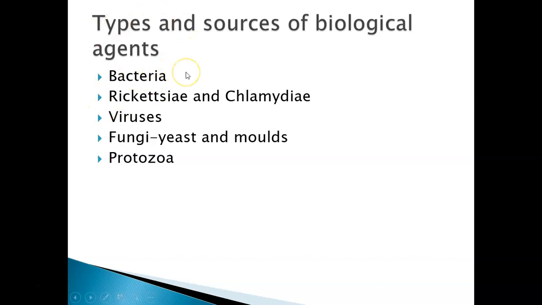Bacteria basically have some form of a cell structure. Viruses don't have much of a cell structure. Fungi, more or less thread-like. Protozoa, more or less like a cell anyway. Rickettsia, more or less, is a class of microorganisms that could include viruses and bacteria, but they are more or less specialized, so they have been given their own category of biological agent.